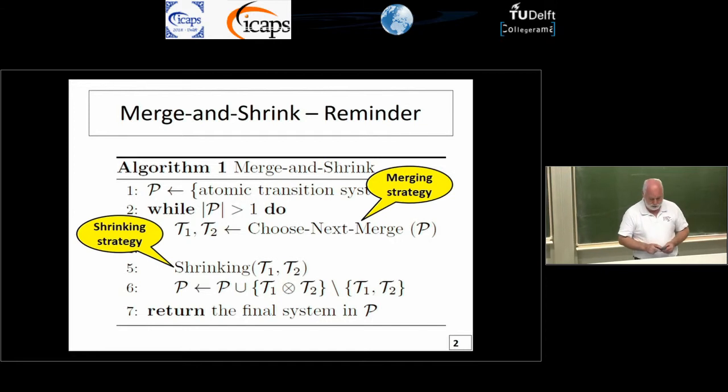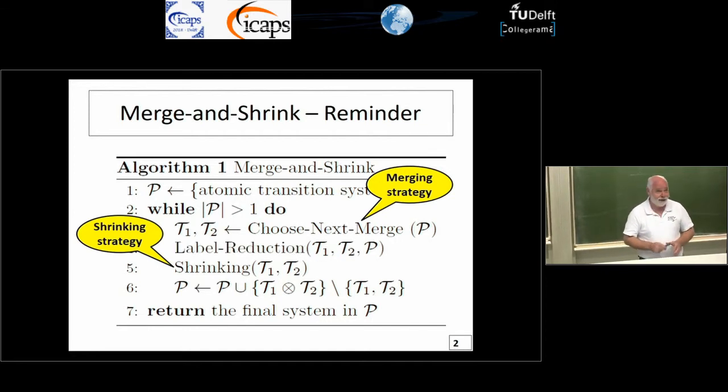And there's a third step in the middle there that you can see I haven't highlighted, called label reduction. I'm not going to say anything about it. It's not part of this talk, but it is part of the overall merge and shrink framework. So that's just background information for those of you who aren't too familiar with this.